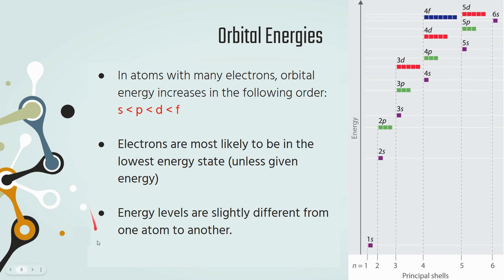Also, just like with the Bohr model, these energy levels are slightly different from one atom to another. The pattern will always stay the same for our orbitals, 1s, 2s, 2p, and so forth. But these gaps and where these different orbitals are located, it might be slightly different depending on what atom or what element we're talking about.